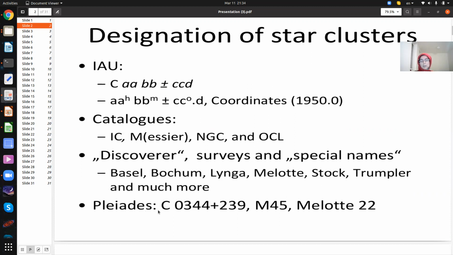For example, for Pleiades, we have three different names, as you see: M45, Melotte 22, and C0344+239.